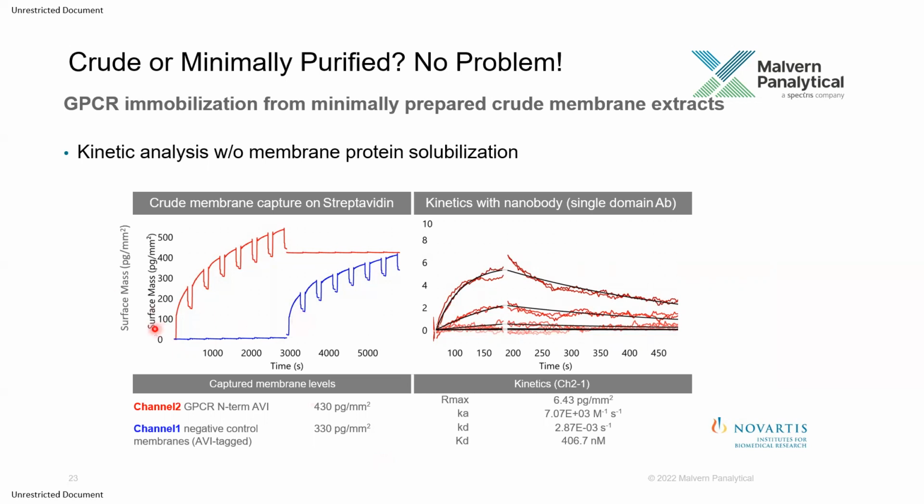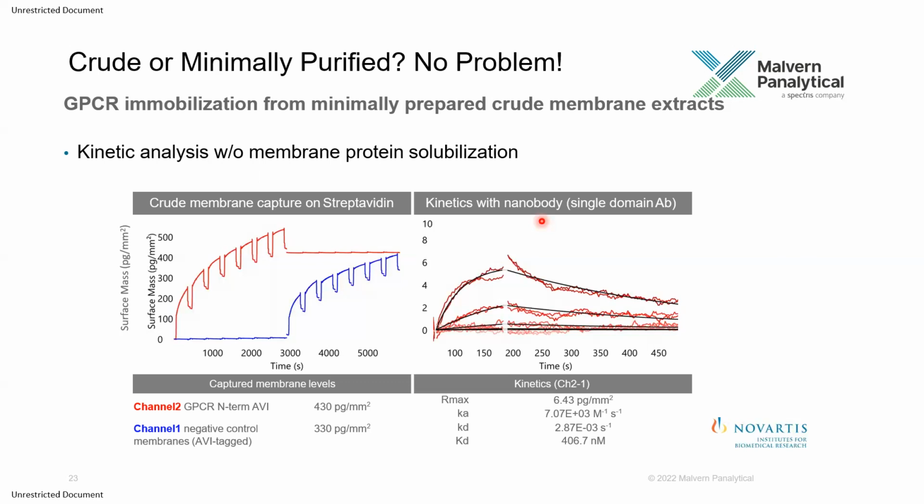The example shown here is the GPCR membrane protein captured on a streptavidin surface, which is in channel 2 in red, and in blue is a negative control membrane without the protein. Then you can titrate nanobody to quickly check activity.